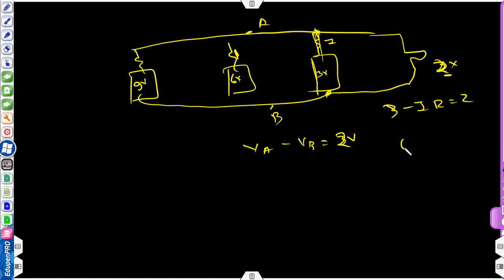This is 6, so 6 minus, let's say this is I1, this is I2, this is I3, current flowing into the branch. So 6 minus I2 into R2, that will be again 2 volt, and 9 minus I3 into R3, that will be again equal to 2 volt.